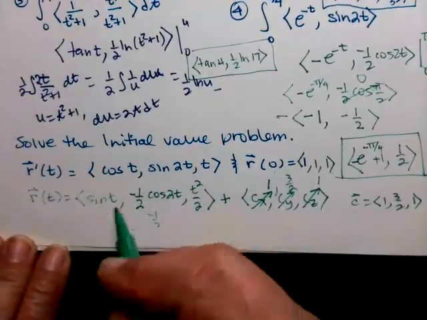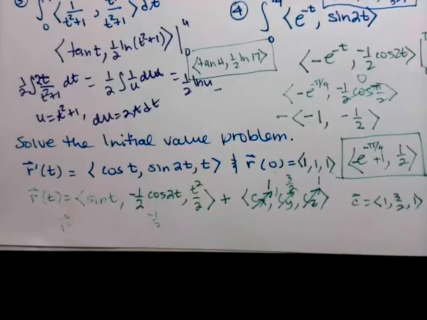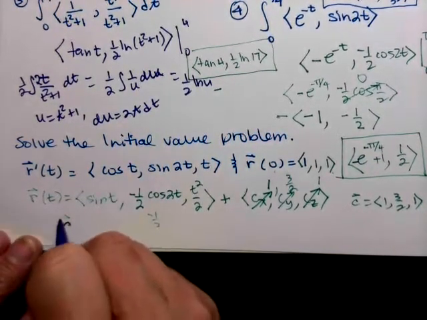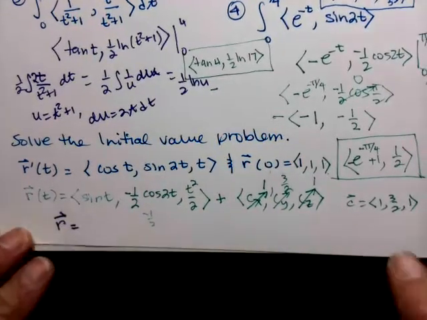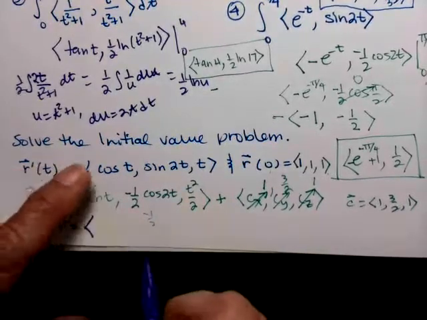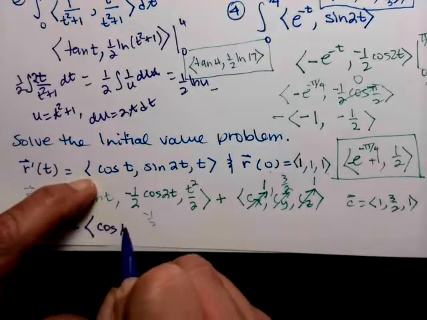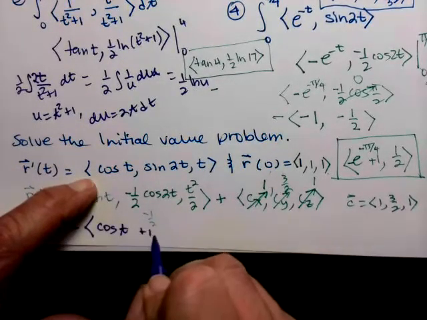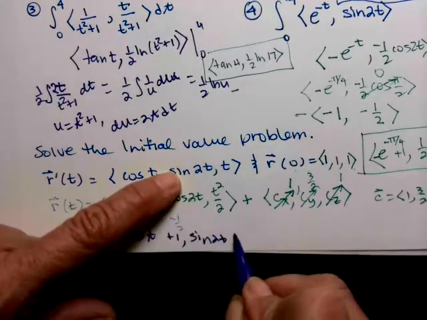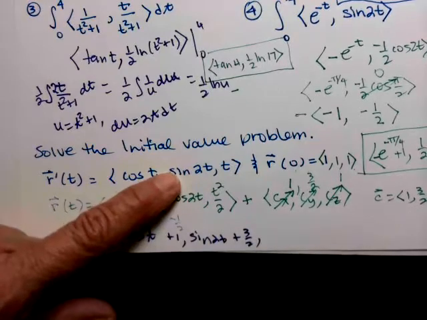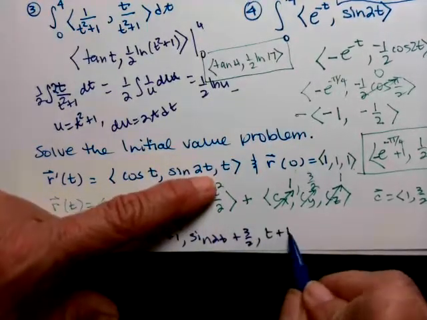Okay. So r equals, and now that pen's dying. Okay, so r equals, here's my final vector for the initial value problem. It is cosine t plus 1, sine 2t plus 3/2, t plus 1.